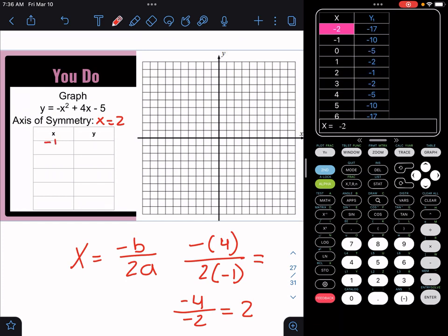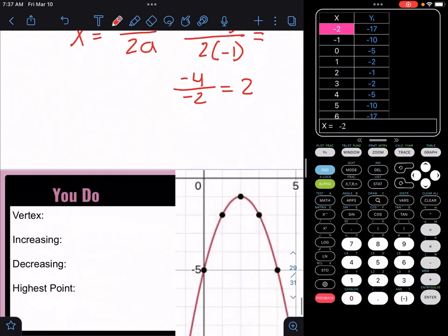Alright, so we'll start with -1, -10, 0, -5, 1, -2, 2, -1, 3, -2, 4, -5, and 5, -10. Let's graph it. And then it's nice once you see that everything starts repeating. Let's connect the points, and let's put our arrows. And then we are going to need to tell a little story about this stuff, so let's see.